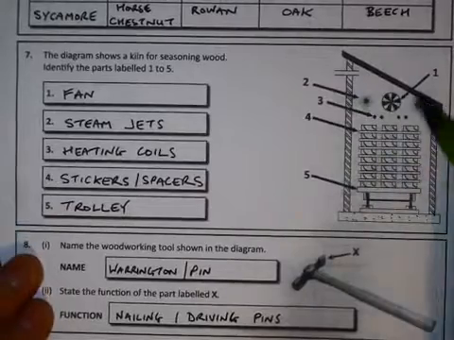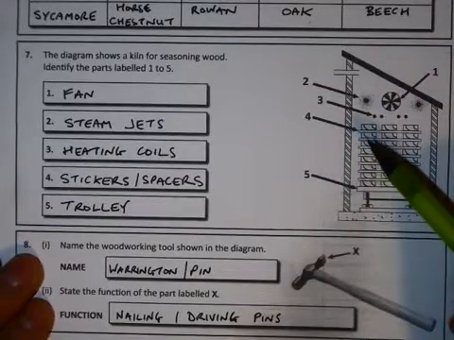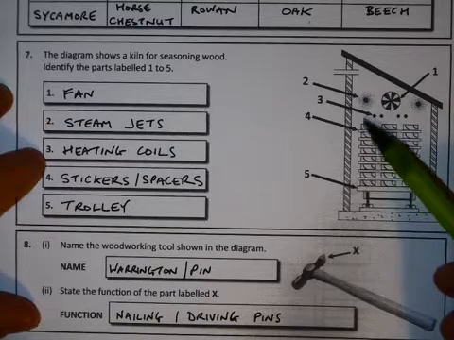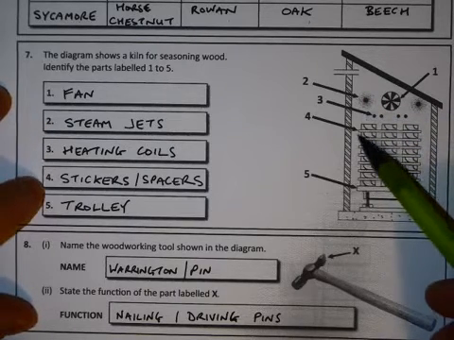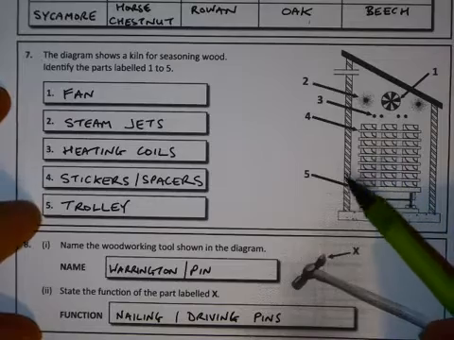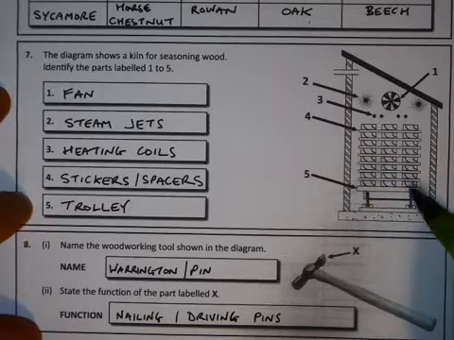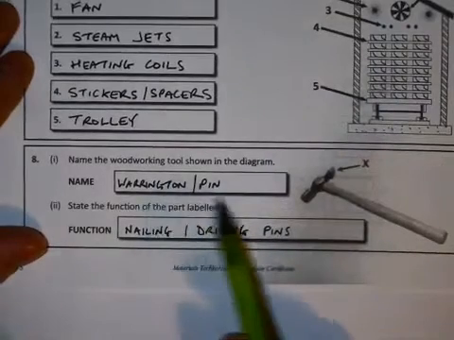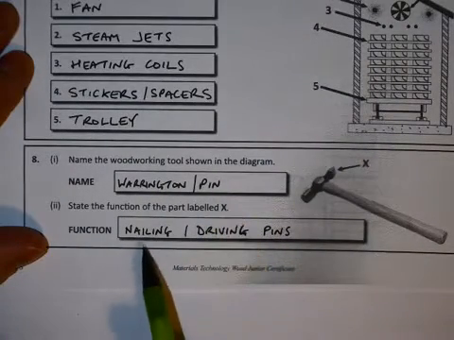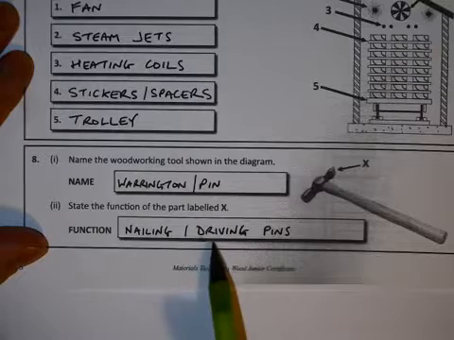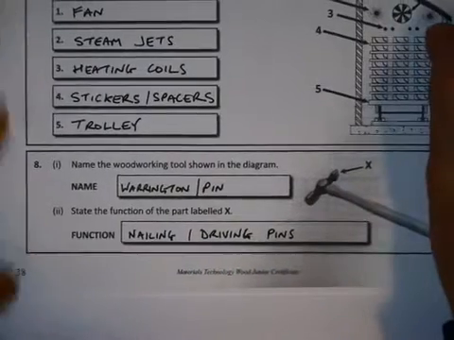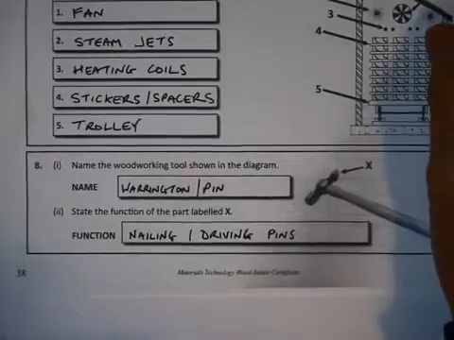Then it shows a kiln for seasoning. Identify the different parts. So 1 is the fan, 2 is the steam jets, 3 is the heating coils, 4 are the stickers in between the stack, and then the trolley. Name the woodworking tool shown in the diagram. A Warrington hammer, used for driving nails or nailing, and specifically used for nailing glazing sprigs. A Warrington hammer.